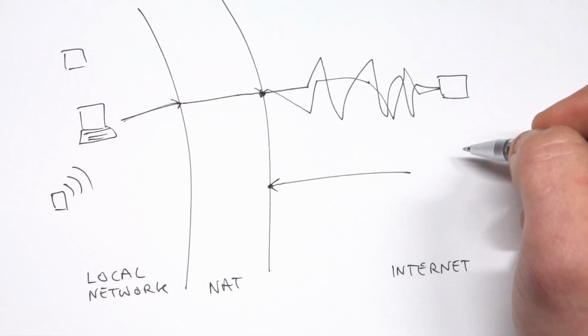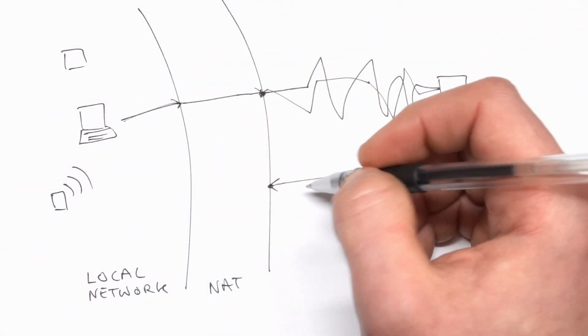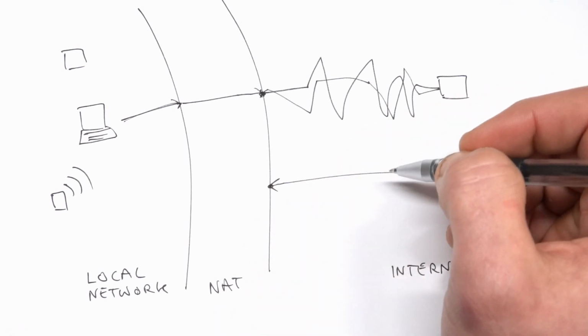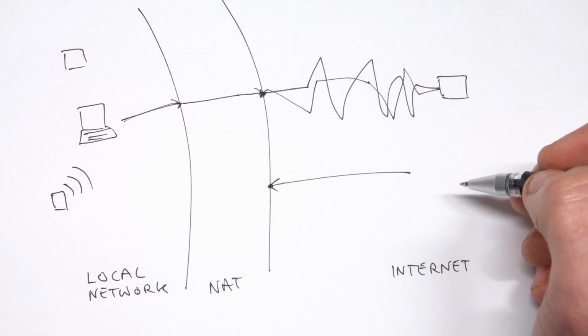The problem is you can't really expect Joe Public to be fiddling around with port forwarding and NAT configuration when all they want to do is make a video call. So we needed something automatic.